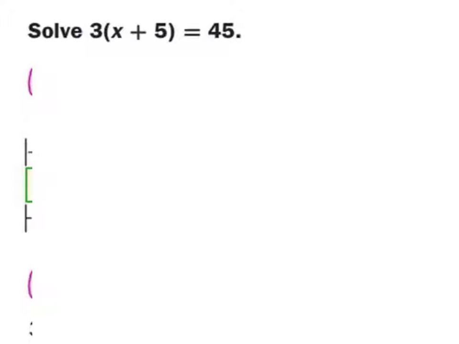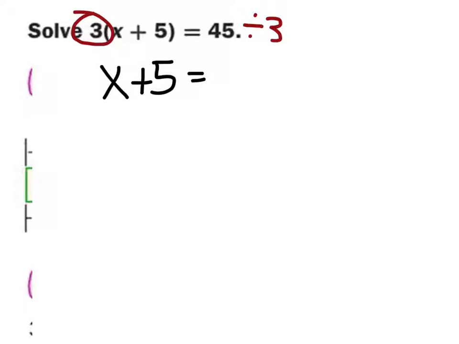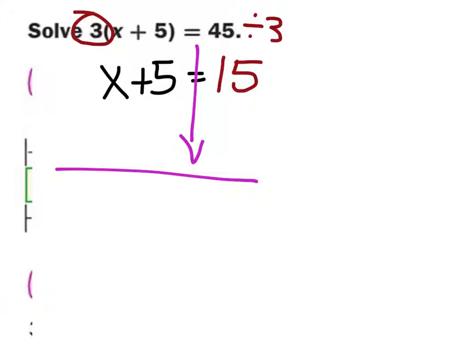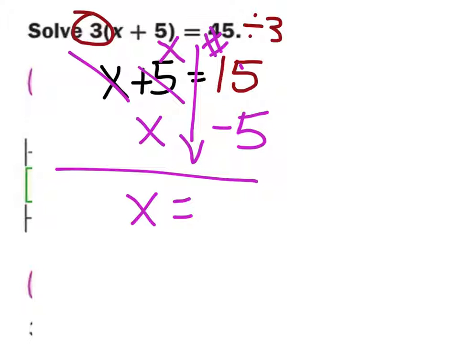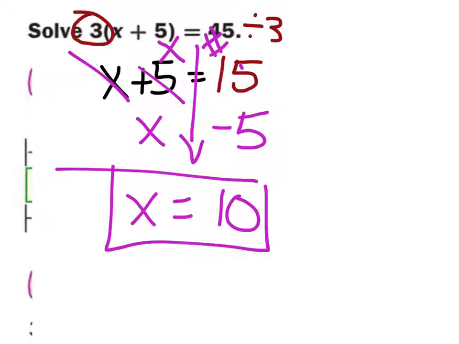Whatever's in the parentheses just stays: X plus 5. This is going to equal the 45 divided by the number we would have distributed, which is 3. 45 divided by 3, you can put it in the calculator, is 15. Now we play the switch and stay game. Some of you don't need to play it. X is on the left, numbers on the right. X stays, 5 switches. X equals 15 minus 5, 10. Done.